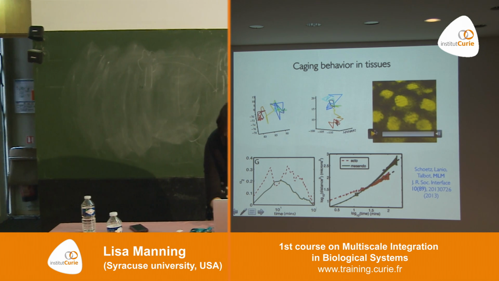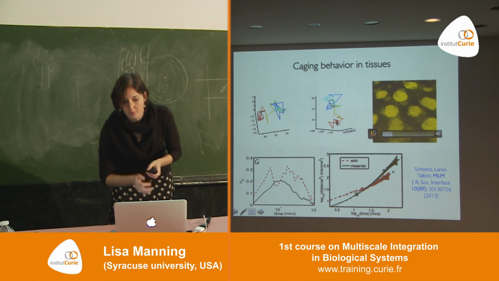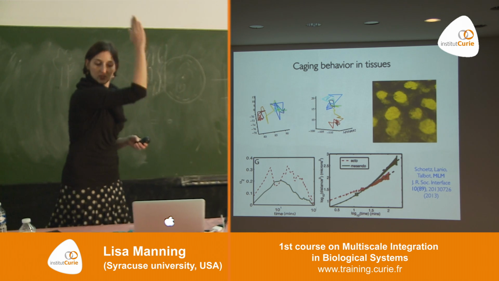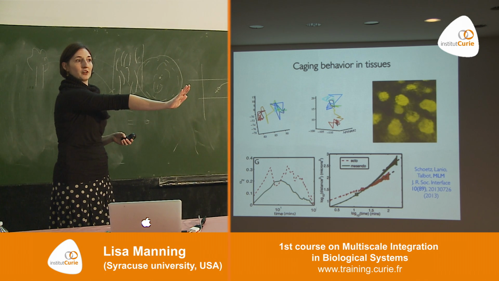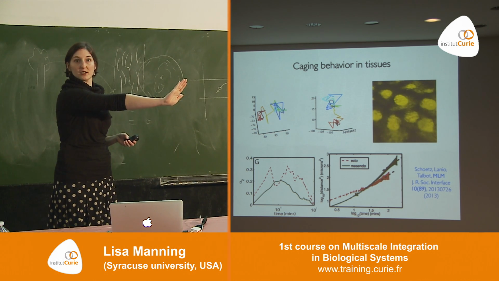So let me show you that one more time. Look at the cell with the arrow. It sort of jiggles around for a bit in a cage of neighbors, and then it just very rapidly ducks out and changes its cage of neighbors.